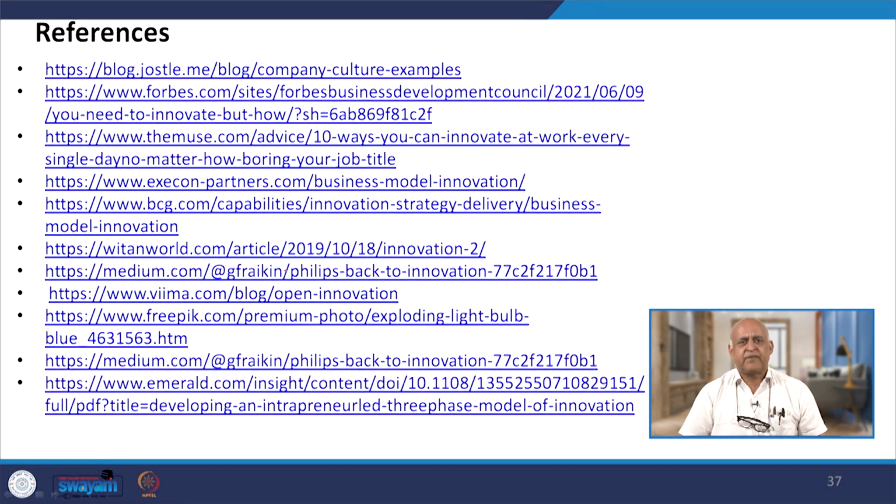So, these are the references which you can refer to for your further studies, and I am sure that you will get this mantra: how to be innovative, what the challenges are and how to overcome those challenges.